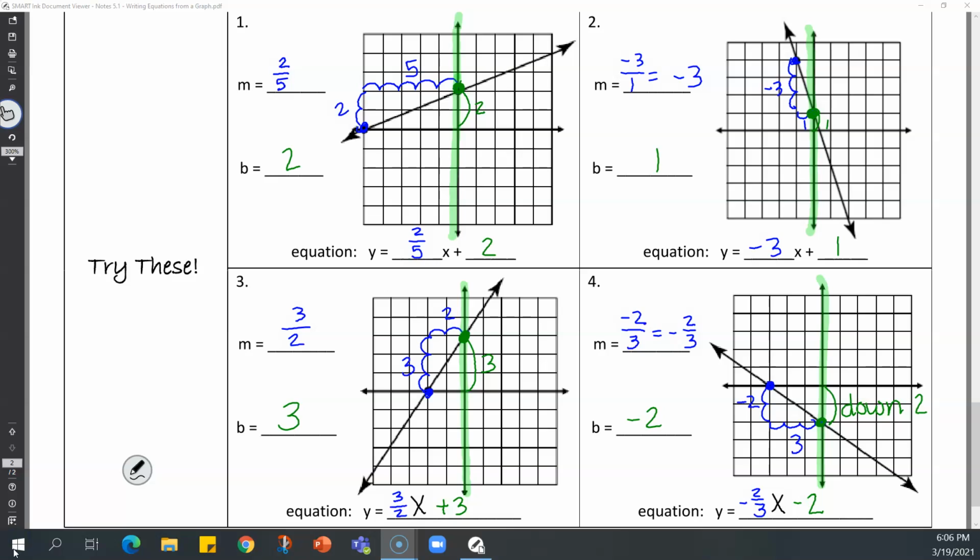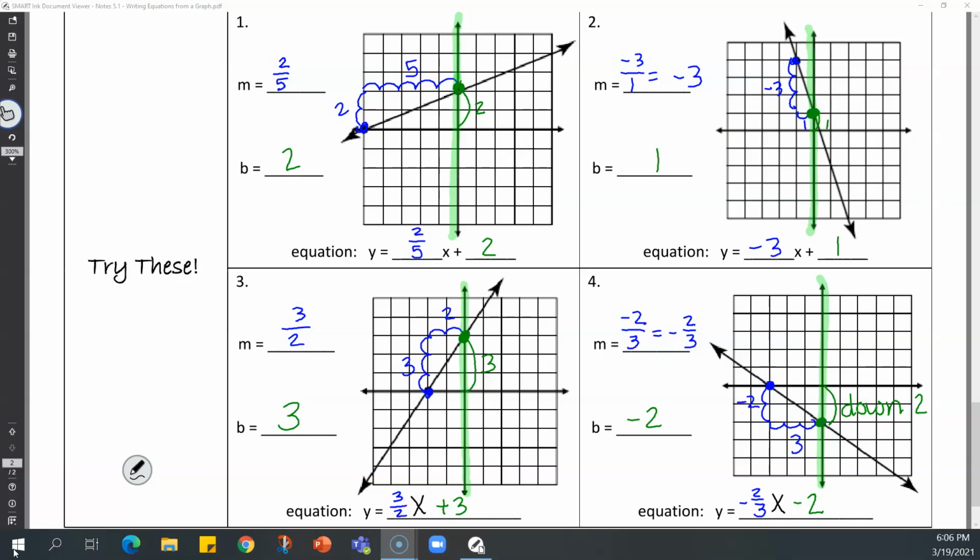All right, for number 1, you should have gotten 2/5 for your slope, either 2 up and 5 to the right, or 2 down and 5 to the left. Either way, it should reduce to positive 2/5. My y-intercept is at 2, 2 above the origin, so b is 2. Make my equation y equals 2/5 x plus 2.